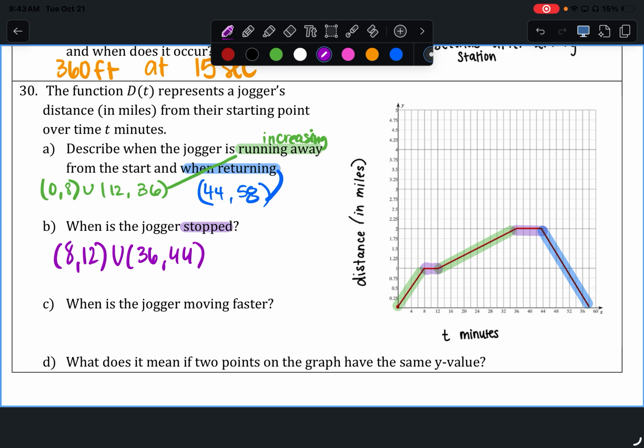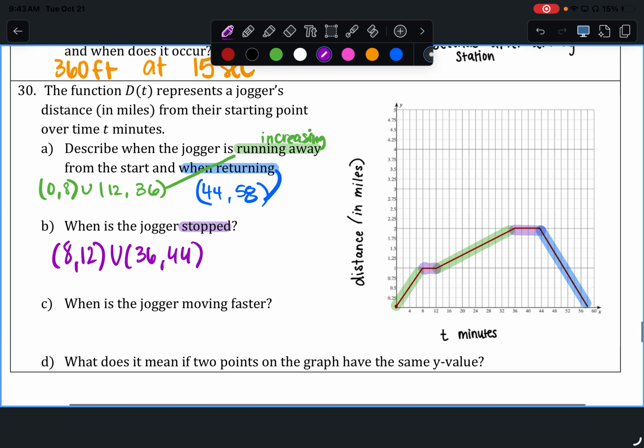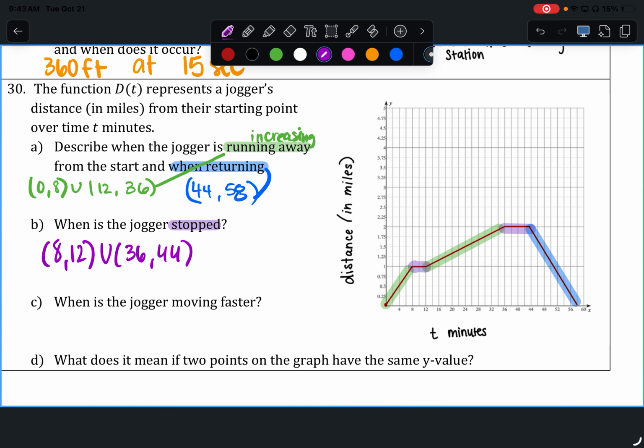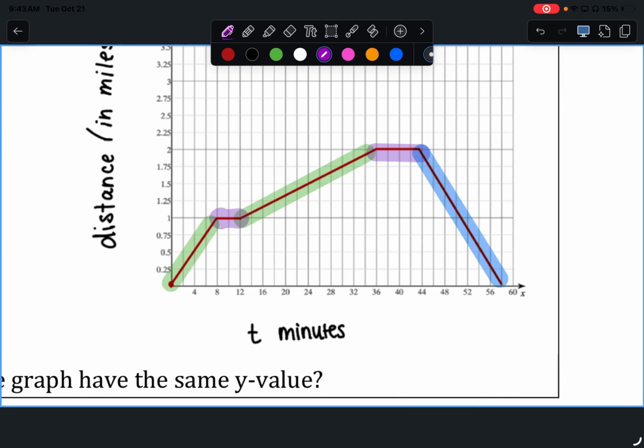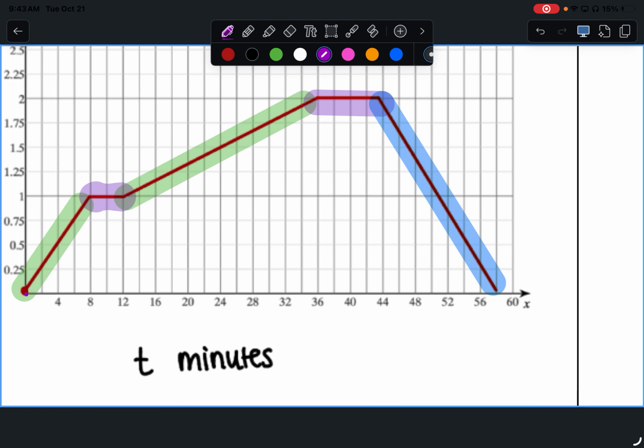When is the jogger moving faster? What do I need to look at to know if it's moving faster? The slope. So let's look at our slope. Okay, here the rise is 1, 2, 3, 4 over a run of 1, 2, 3, 4. So it's 4 over 4. Now over here though, our rise is 1, 2, 3, 4, but over 1, 2, 3. So which one's faster? The blue one, right? It's got a shorter run to get to a mile.